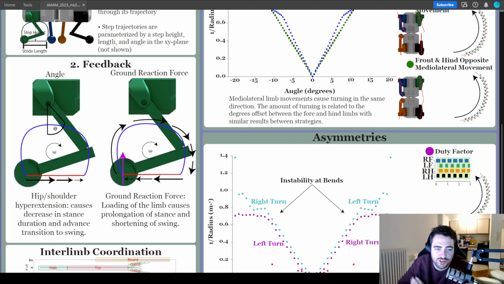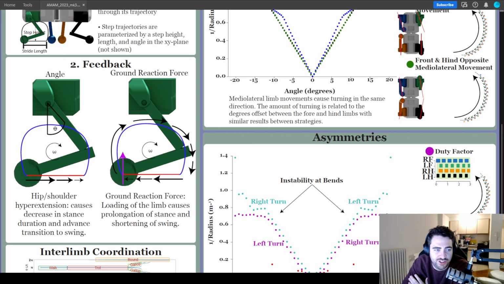So we model two types of feedback, and we choose these two types of feedback because we think it's most likely that they control the swing to stance transition in animals. This is modeled after prior animal literature. So we modeled the angle feedback and the ground reaction force.